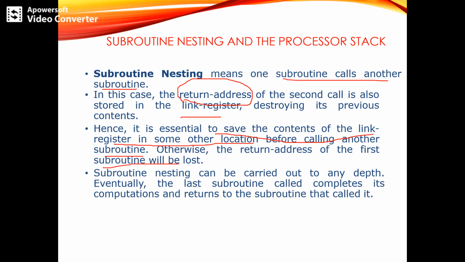So how to store the return address? It is a must, but I cannot use the link register because I'll be having more than one return address. If you are using a single link register to store the return address, the previous value, that means the return address of the first subroutine, will be lost. Subroutine nesting can be carried out to any depth. Eventually, the last subroutine call completes its computation and returns to the subroutine that called it.